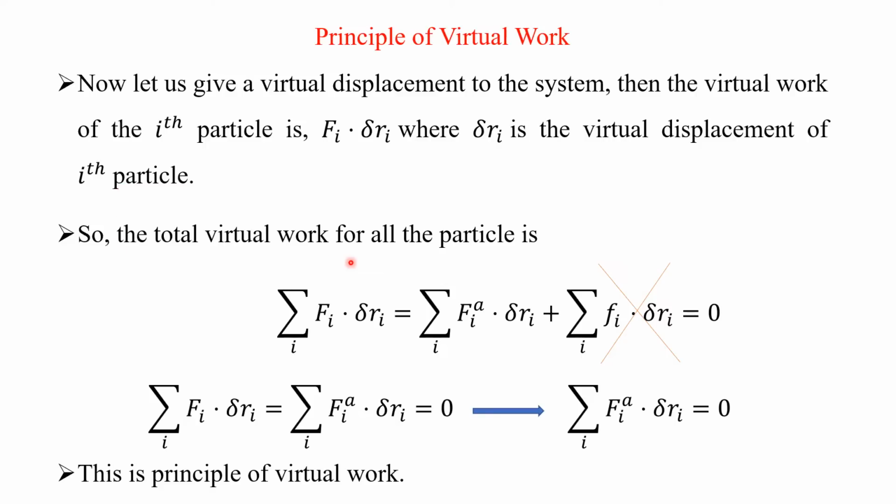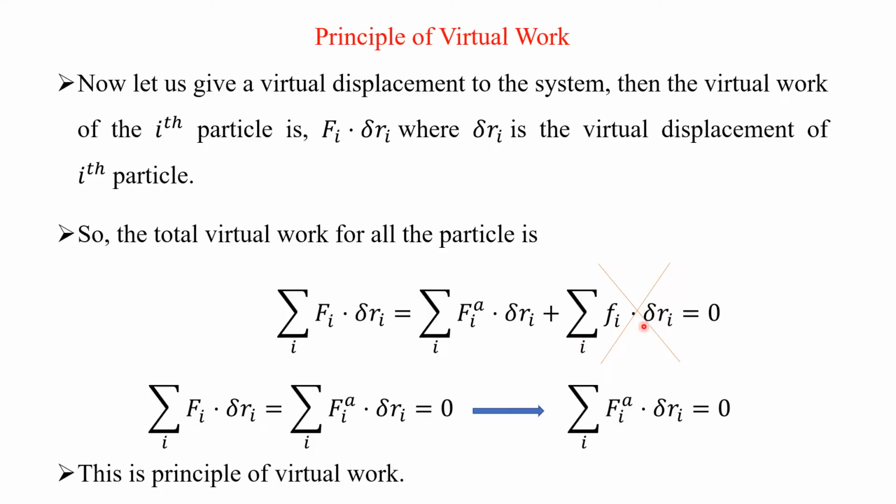So the total virtual work of all particles is summation over i Fi dot delta Ri, which is equal to summation over i Fi^a dot delta Ri. Here the superscript a represents the applied force. We have split the force into two parts, the applied force and the internal force f_i, summation over f_i dot delta Ri. Since this is the constraint force, the work done by it under a small infinitesimal virtual displacement is equal to 0.